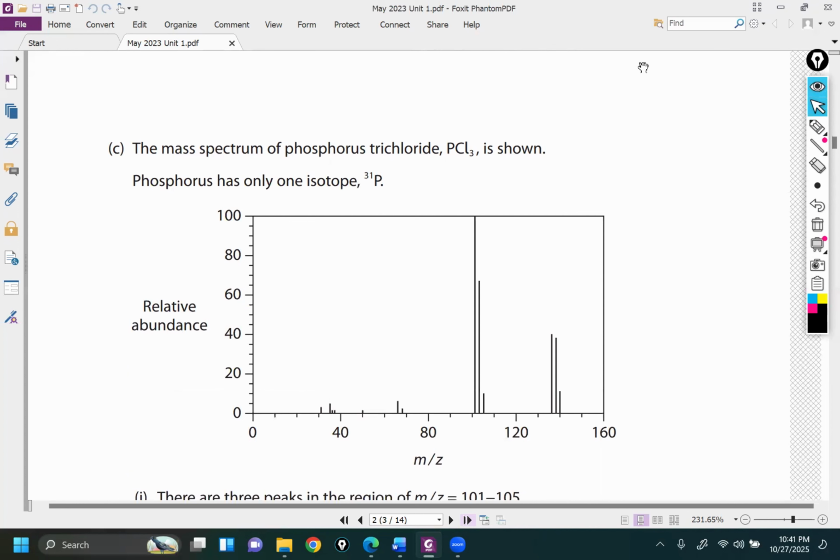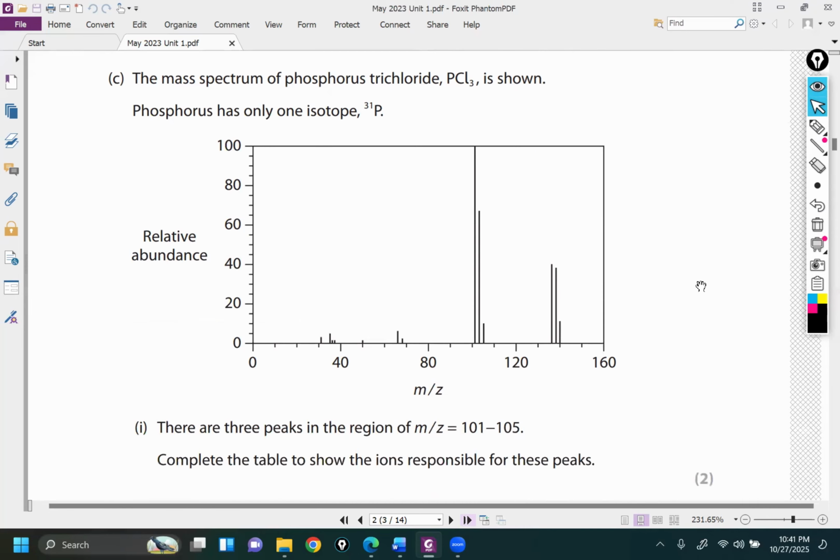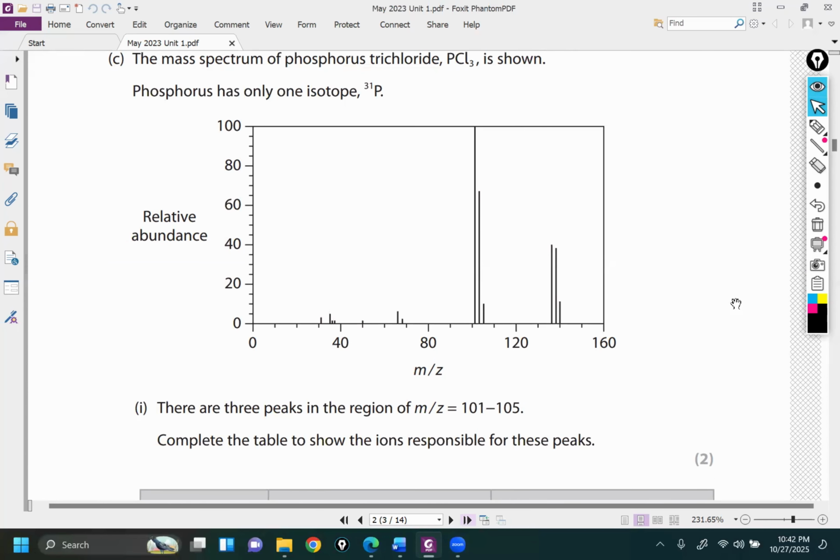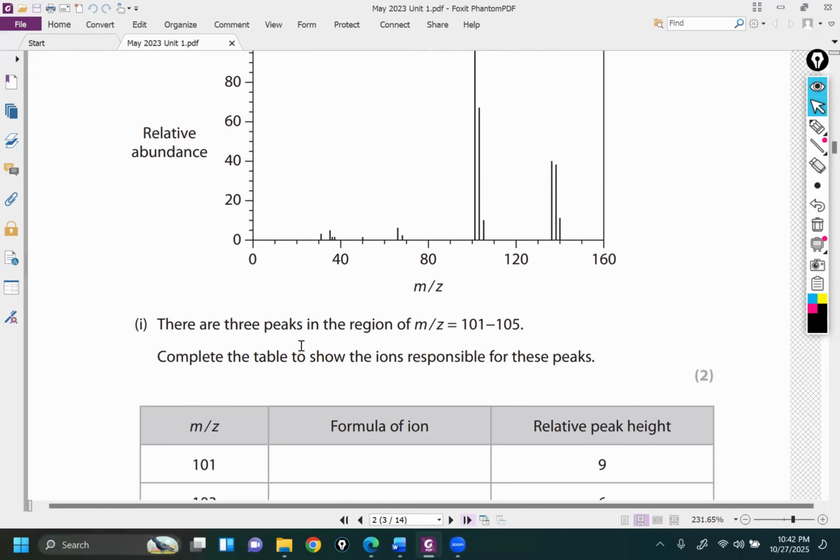Now, the mass spectrum of phosphorus trichloride is shown. Phosphorus has only one isotope, that is P-31. The x-axis represents m/z, the charge to mass ratio, and this is the relative abundance. Number of peaks you can see in the graph: there are 3 peaks in the region of m/z 101 to 105.